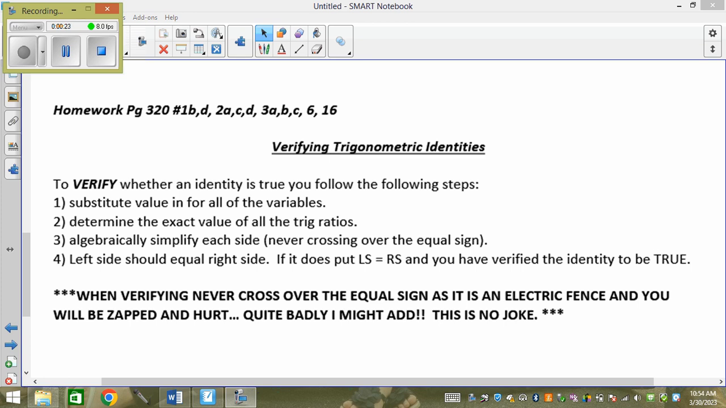So on the diploma and on unit tests, I might ask you to verify something for a specific value, or I might ask you to prove. But they are very different, and you have to follow the right format for each.